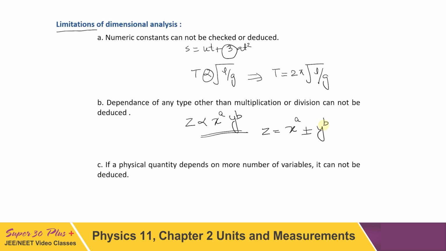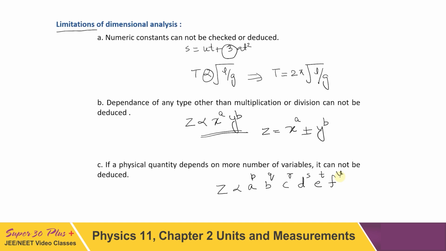Now the third limitation is that if a physical quantity depends on a large number of variables, let us see that if z depends on so many things, it can be a, b, c, d, e, f, and so many powers also would be involved. So let us take the powers as p, q, r, s, t and v, right? So we wrote the dependence as z is proportional to a to the power p, b to the power q, c to the power r, d to the power s, e to the power t and f to the power v.